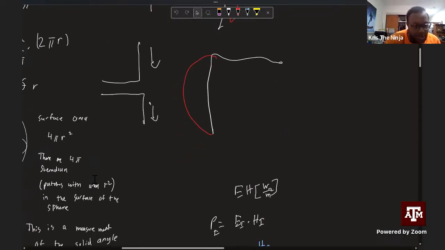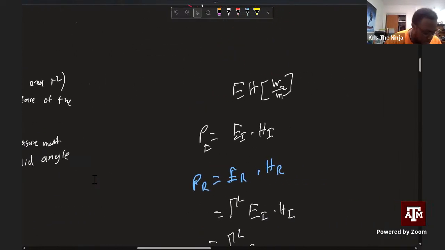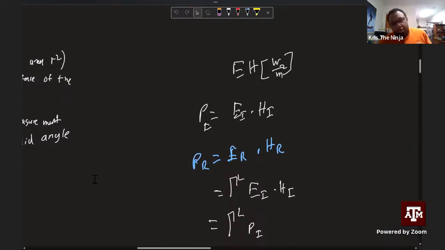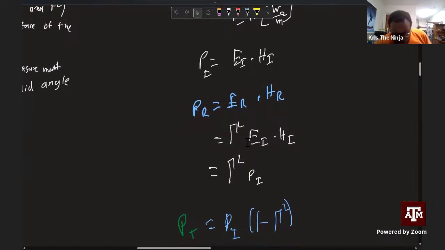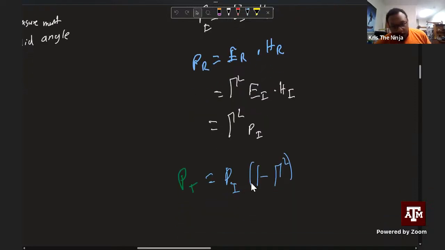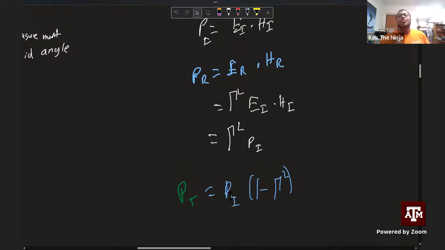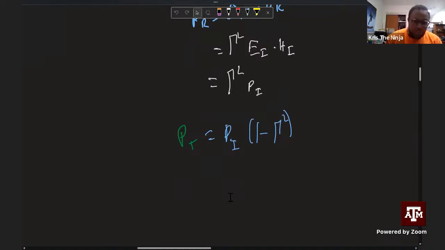Okay, so power density. I don't know why I started talking about power density, I forgot. But power density, you can find it with gamma squared multiplied by EI times HI. That's initial, that gives you the initial power. So if you take P initial and multiply it by 1 minus gamma squared, that gives you P total. If you divide P total by 1 minus gamma squared, that gives you P initial. So if that pops up on the 355 final, if you were here in the live stream, Krista Ninja got you covered.